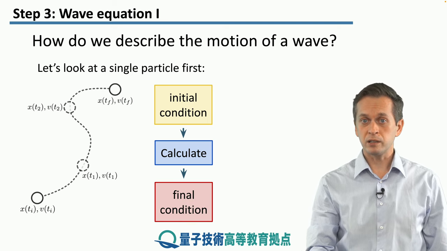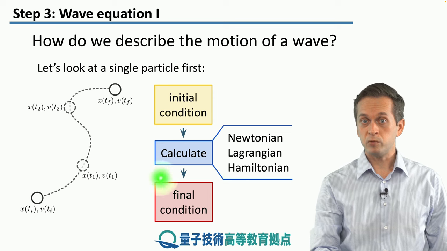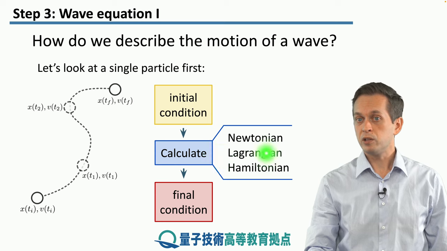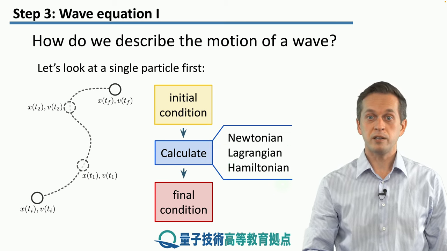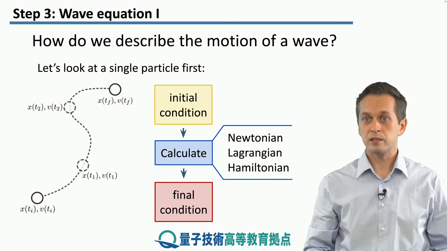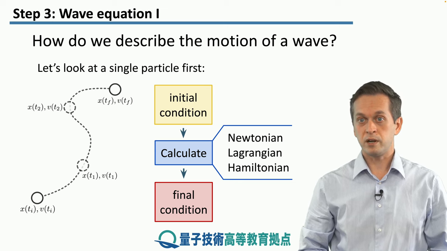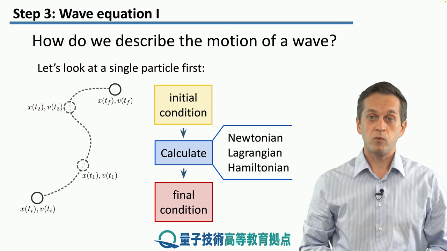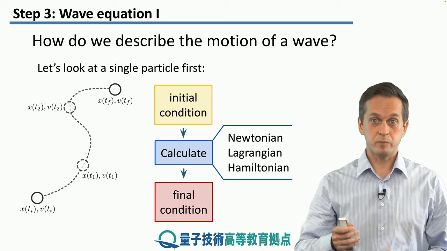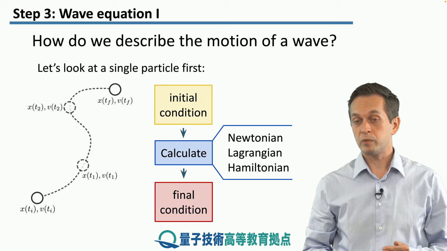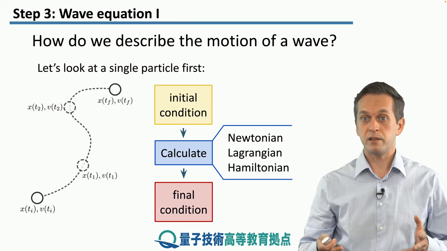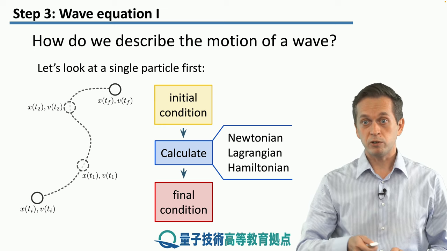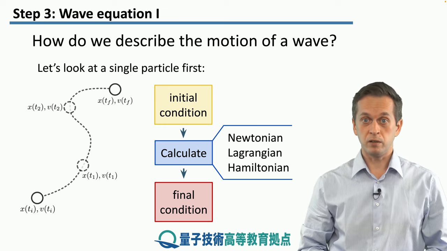For a particle, this process in between that allows us to calculate the next position and velocity is given either by Newtonian mechanics, Lagrangian mechanics, or Hamiltonian mechanics. Newtonian mechanics phrases everything in terms of forces acting on the particle, and just by adding them up, you can compute where the particle will be found at the next small time step. The Lagrangian and Hamiltonian mechanics are a little bit more elegant. They phrase things in terms of energy, but the process is very similar. They allow you to compute the trajectory that the particle eventually follows.